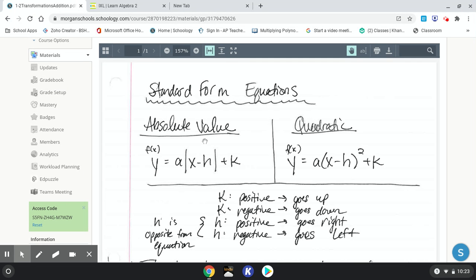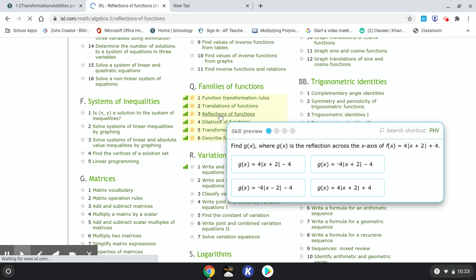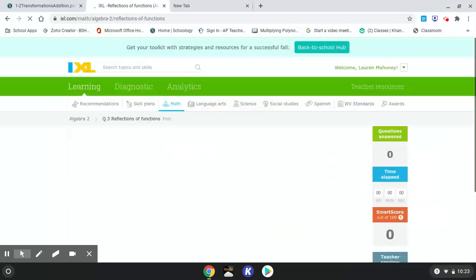So this video is going to go through some of the examples on iXL from the Q section. I'm going to look at Q3, 4, 5, and 6. I also have in Schoology the 1-2 transformations, the addition page. This was not part of the original notes, but I did add it in.